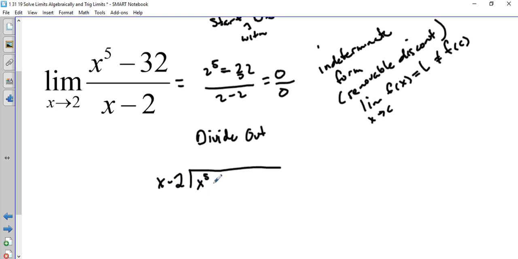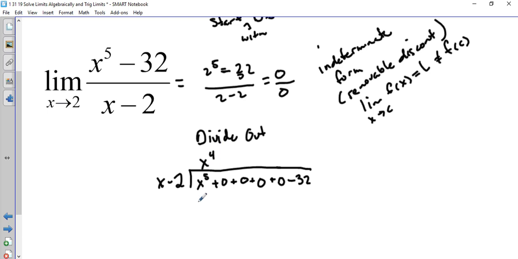All right, so we have here, I'm going to go plus 0. I got some zeros in here: the 4th, the 3rd, quadratic, the linear, and then we have minus 32. Maybe some of you know synthetic division as well. That works as well. So what do we have here? What times x, because it's x to the 5th? That's going to be x to the 4th.